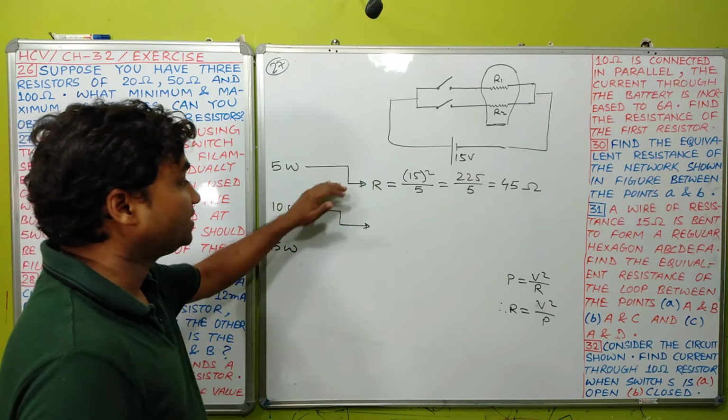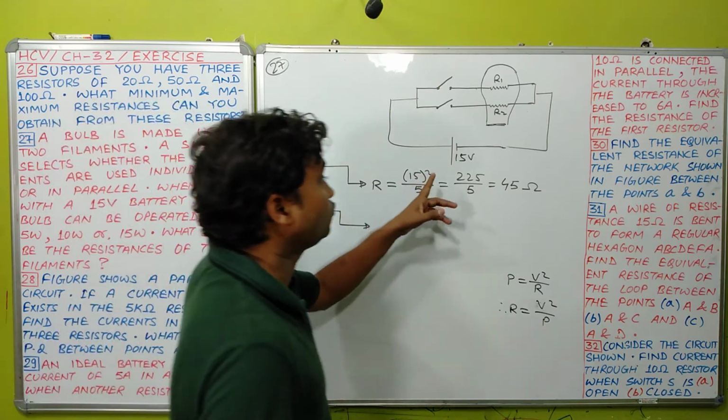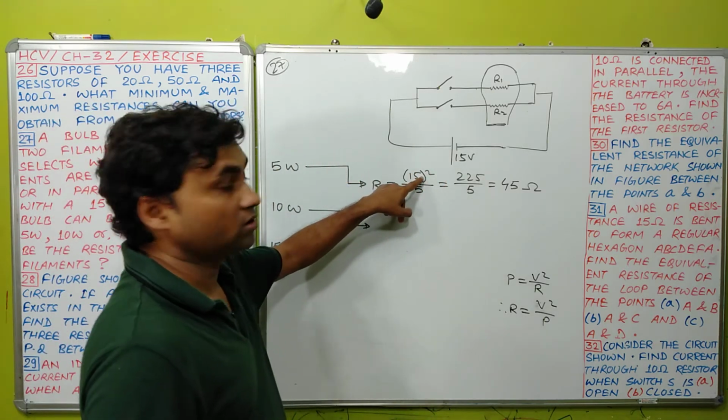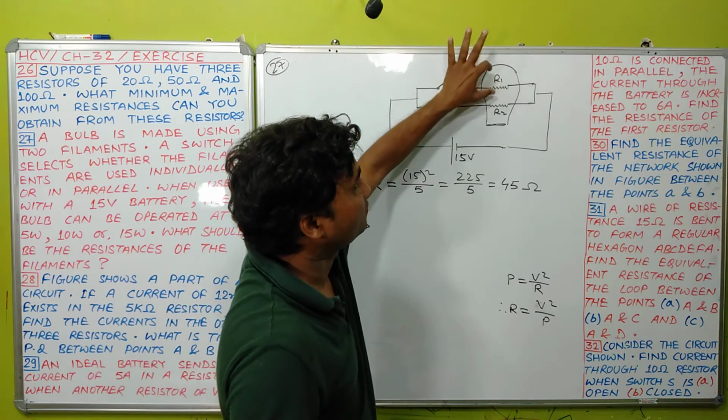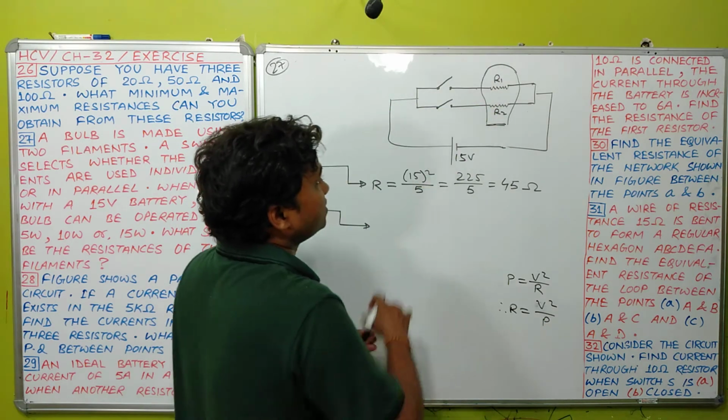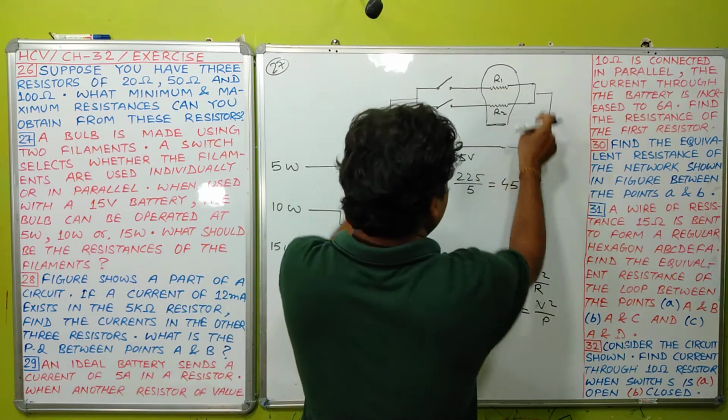In any case the value of voltage will always be 15 volt, because in any case when this is used single, only this filament will be used and this will be open, so the voltage across this will be 15 volt.